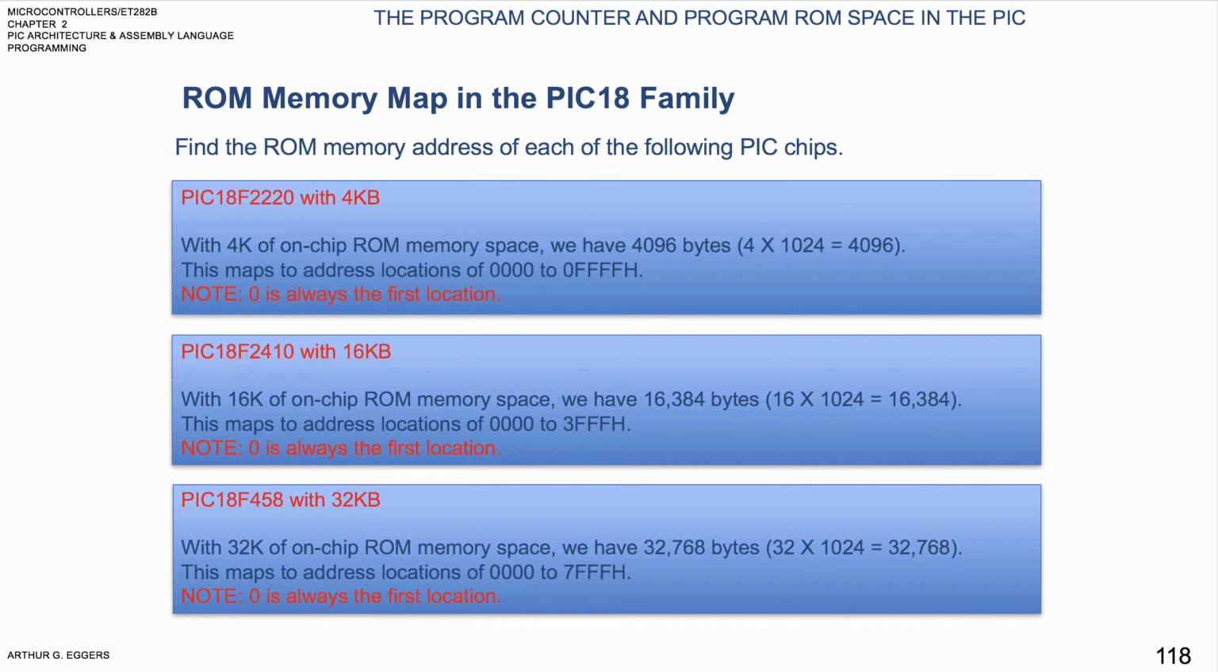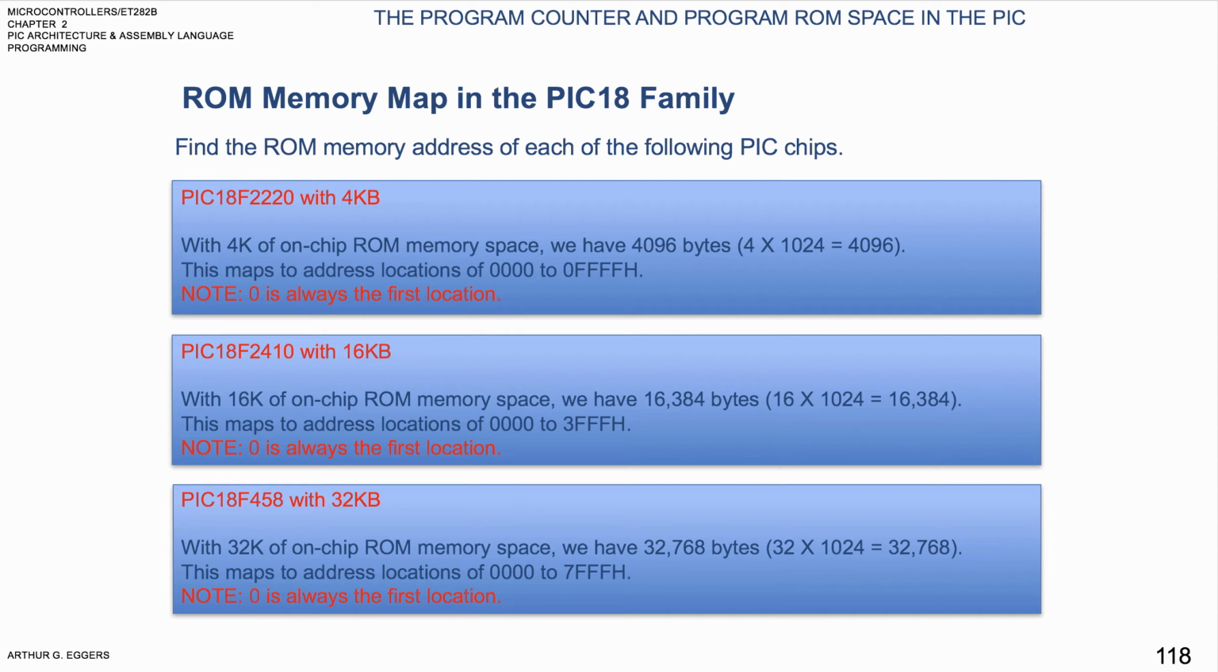Among the PIC-18 family members, the PIC-18F2220 has 4K of on-chip ROM. This 4K ROM memory has memory addresses of 000000 to 000FFF hex. Therefore, the first location of on-chip ROM in this PIC has an address of 000000, and the last location has the address of 0FFF.